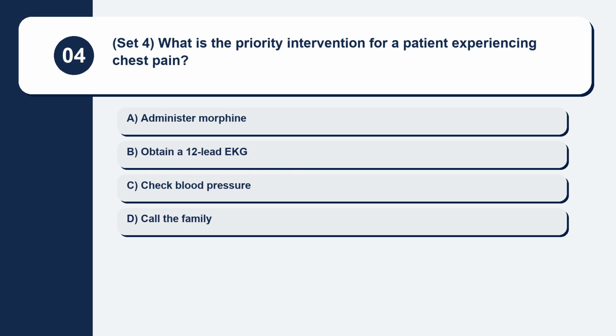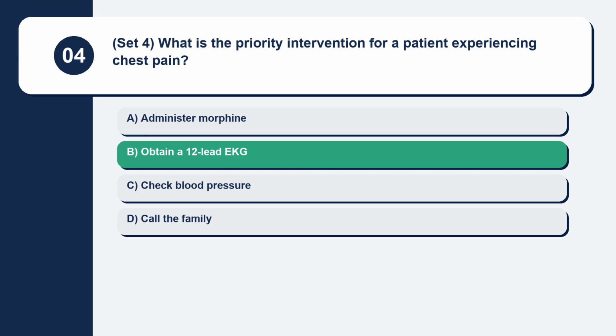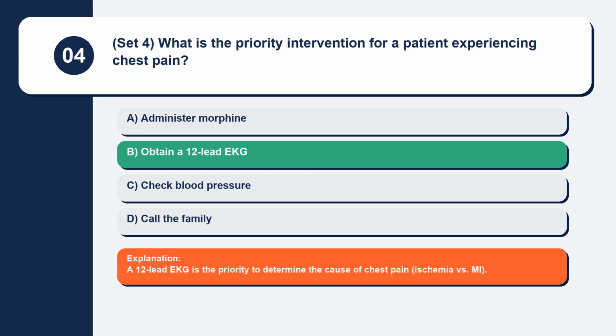Question 4. Set 4. What is the priority intervention for a patient experiencing chest pain? Administer morphine, obtain a 12-lead EKG, check blood pressure, call the family. A 12-lead EKG is the priority to determine the cause of chest pain, ischemia versus MI.